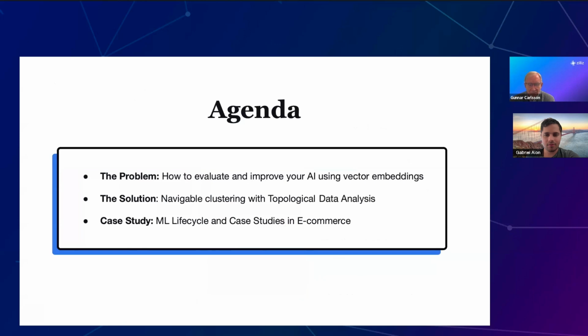So the agenda for this talk today: we're going to talk about the problem that we discovered, which is that there are a lot of limitations and risks with how model evaluation is done for vector embeddings when you set up your vector database. We're also going to talk about the solution, which is navigable clustering with topological data analysis. What you'll see are very interpretable tables that tell you about the performance of your model. After that, we're going to walk through a specific case study we did that's published, and go through different stages of the machine learning lifecycle and how we provide value there. The case study is focused on e-commerce data.